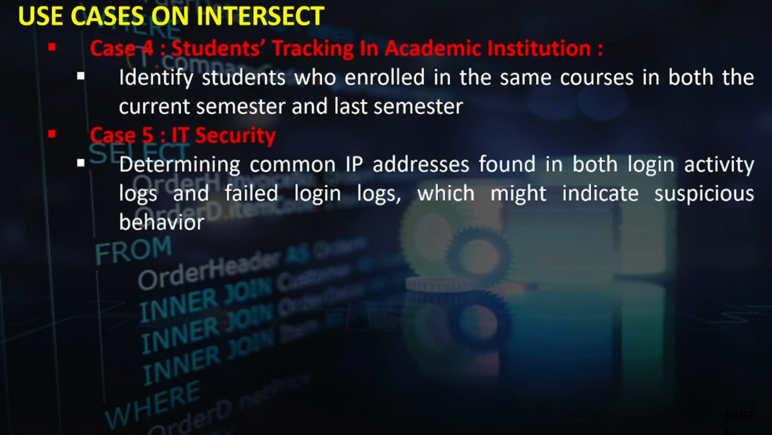In IT security, this is an important use case wherein there are two types of logs maintained: the failed login logs and the successful login logs. So we can track the IPs which are part of both of them. If the IP is part of both of them, then it is suspicious login behavior. So this can be used for security purposes. We can track that kind of logins and take necessary action against that IP. Make sense? So we have seen that there are many use cases of intersect in real-time scenarios.